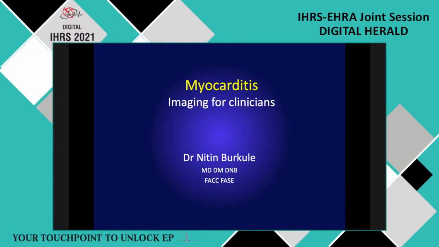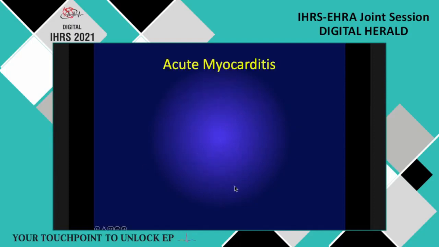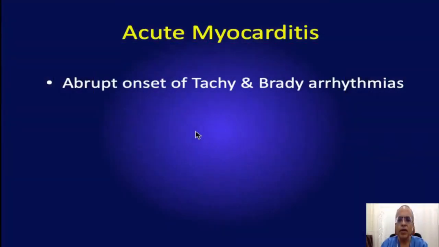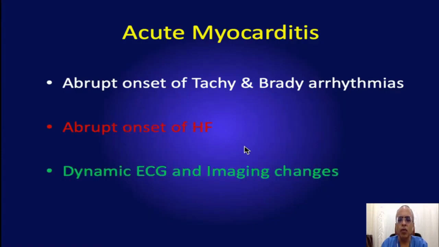So dear friends, let us look at the cases of myocarditis, and we are looking at the imaging from a clinician's perspective. So I'll start with the acute myocarditis. It has a very abrupt onset of tachy and bradyarrhythmias. You have a very abrupt onset of heart failure. You have a lot of dynamic ECG changes, and so also imaging changes, which actually change every day.